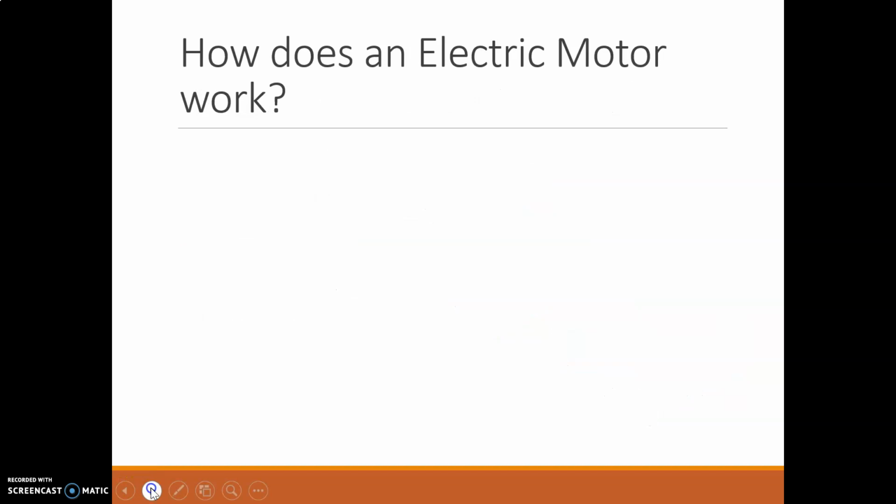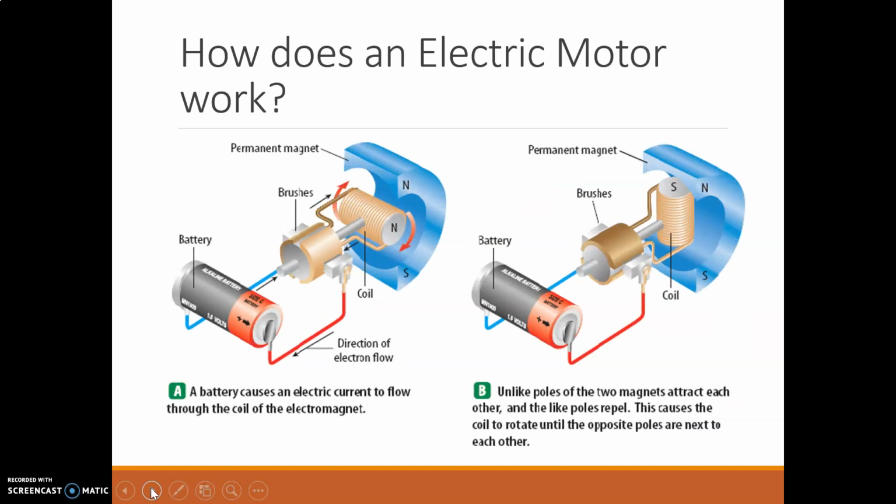So how does an electric motor work? Essentially a battery is going to cause an electric current to go through the coil, and that's going to cause an electromagnet to be formed because it's wrapped around that metal core like we talked about. And that's going to cause the electromagnet to repel against the permanent magnet. So the north is going to repel against the north, and the south is going to repel against the south.